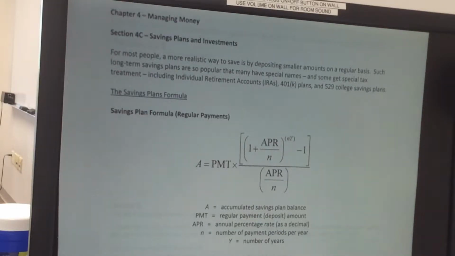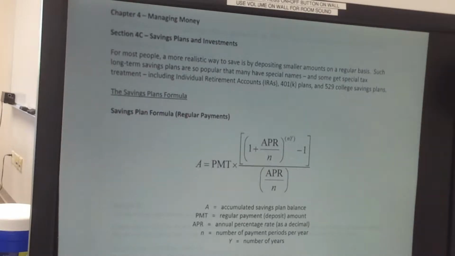Okay, in this video, we're going to be talking about Section 4C, dealing with savings plans and investments. For most people, a more realistic way to save is by depositing smaller amounts on a regular basis. Such long-term savings plans are so popular that many have special names, and some get special tax treatment, including the individual retirement accounts or IRAs, 401k plans, and 529 college saving plans.